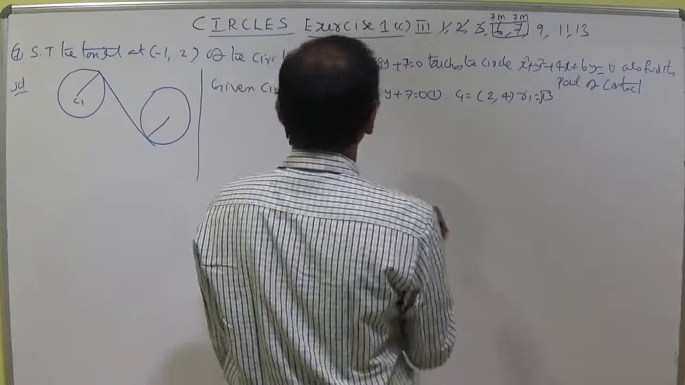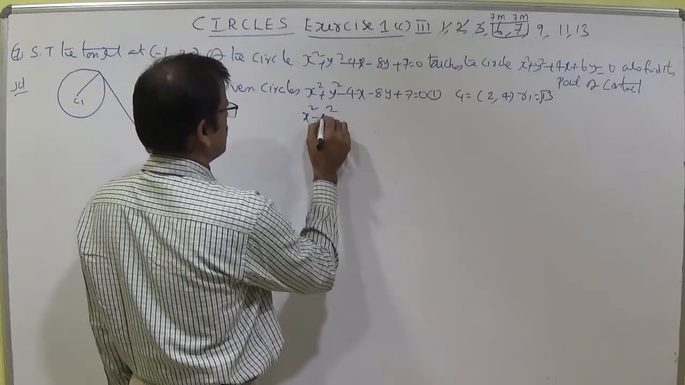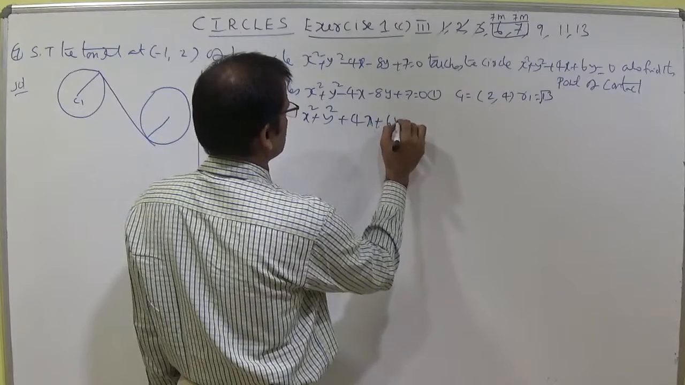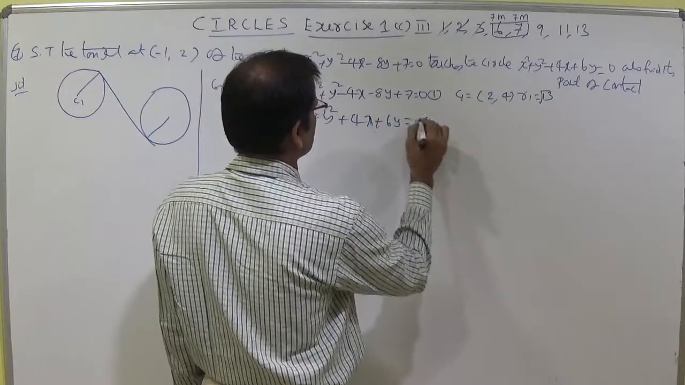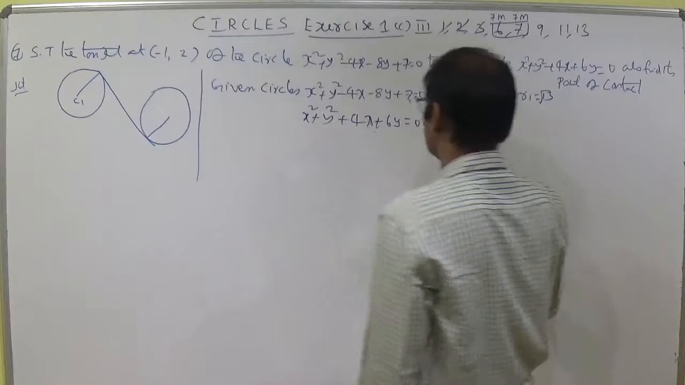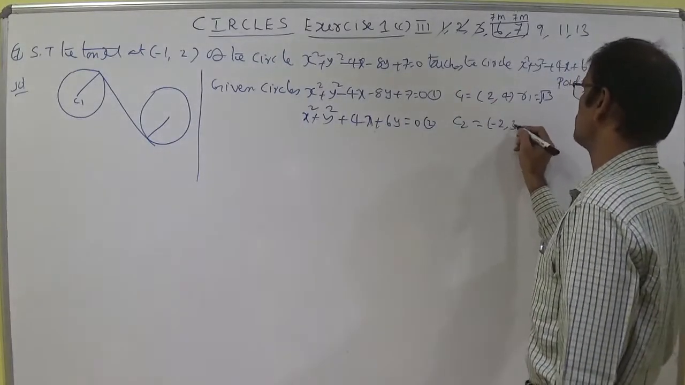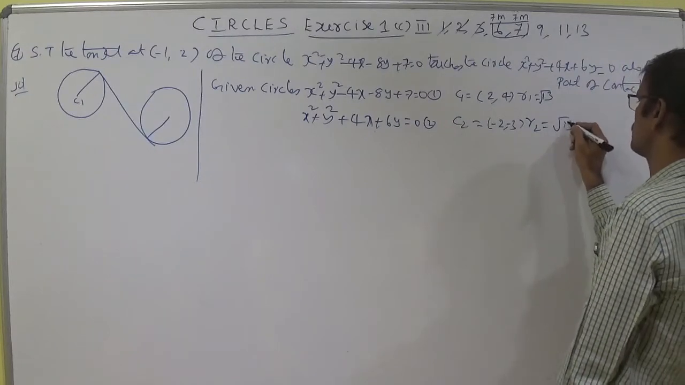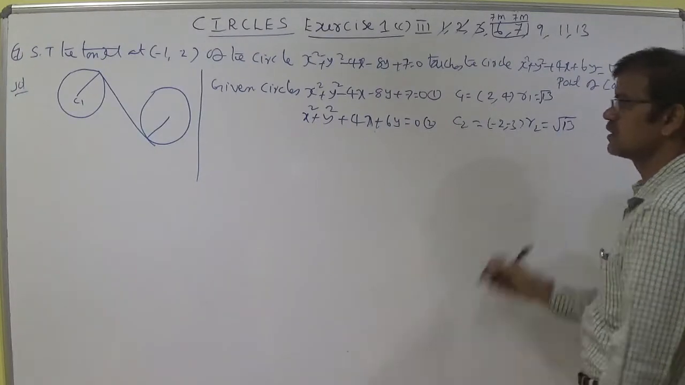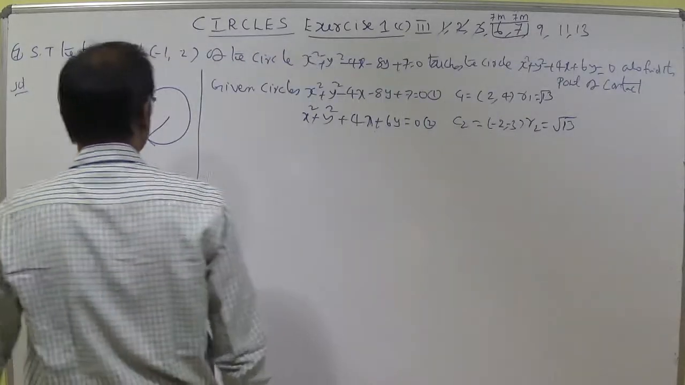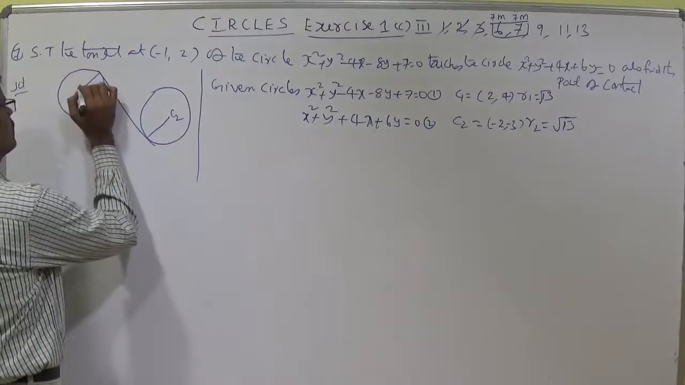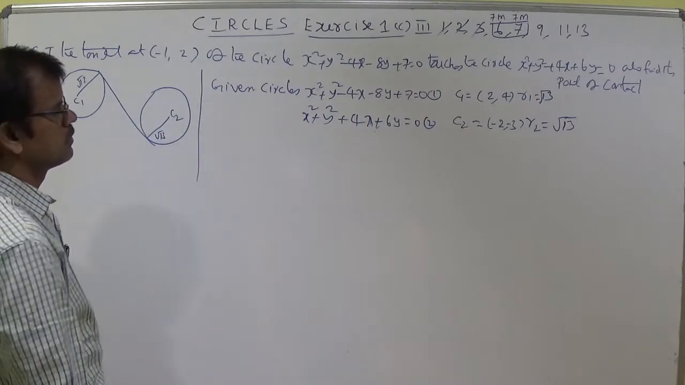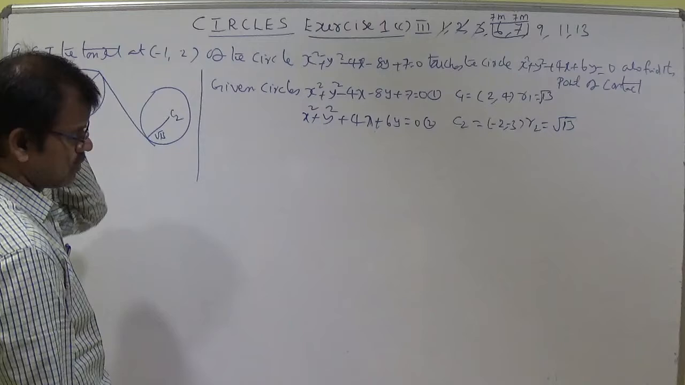Okay, next let us write the equation x square plus y square plus 4x plus 6y equal to 0. This is the second equation, C2. C2 means here minus 2 comma minus 3, and R2 is equal to root of 9 plus 4, which is also root 13. So both circles have the same radius, root 13, C1 and C2. This is root 13, this is root 13. C1 is 2 comma 4.